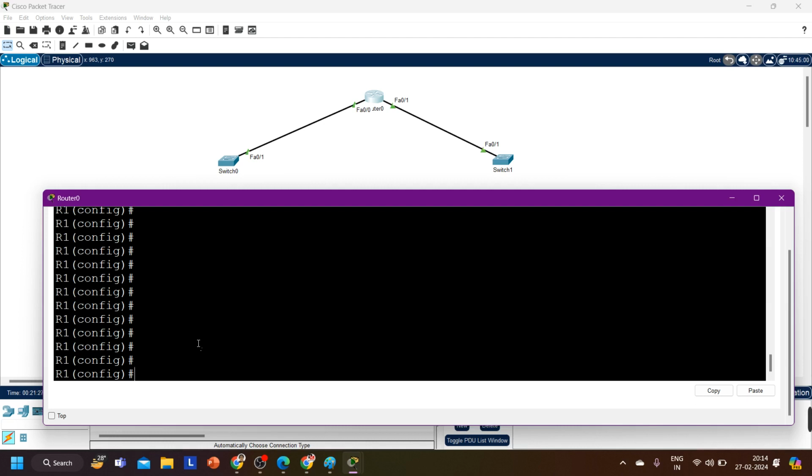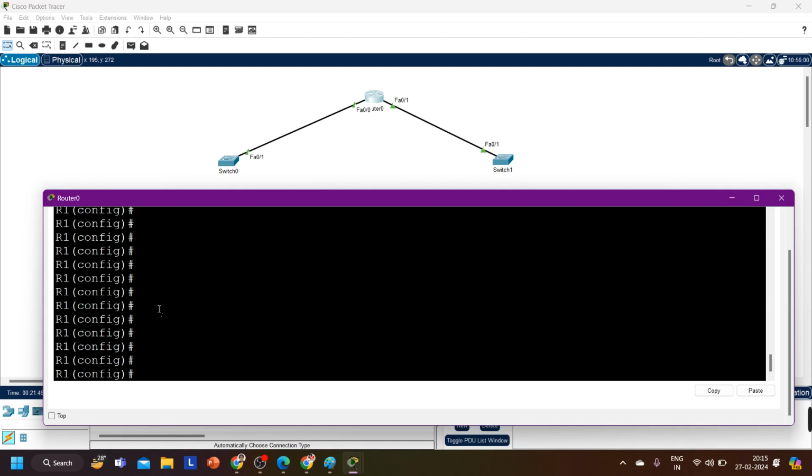Then guys, what is the range of class A? 0 to 127. What is the range of class B? 128 to 191. And class C? 192 to 223.